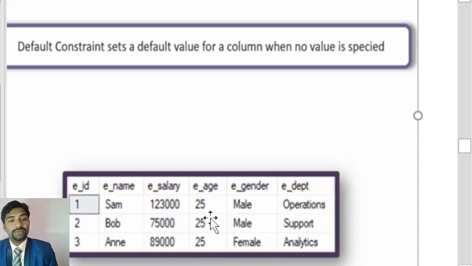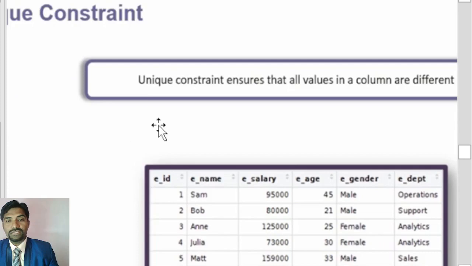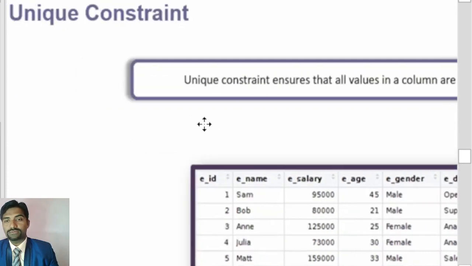Next one, not null constraint. The not null constraint ensures the column cannot have a null value, it must have some values. That is called the not null constraint. Empty values it won't accept. Wherever you have mentioned not null, that particular column must have values. If you give an empty value or null value, it won't accept it. It reflects an error.